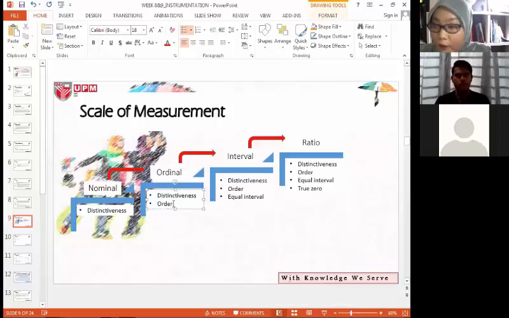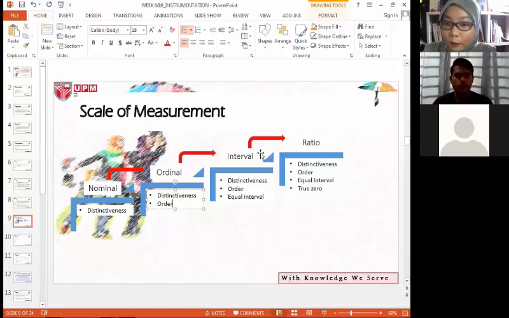Okay, so the weakness of ordinal is that, although we know who is the first place, second place and third place, the interval between first and second is not the same as the interval between second and third. The gap between 1 and 2 is not the same as between 2 and 3.